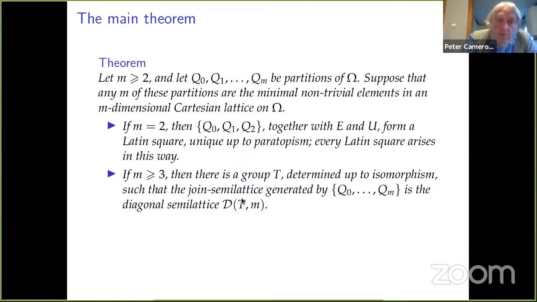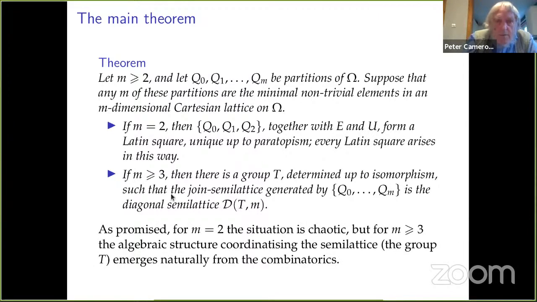So this is the theorem that's the analog of that theorem in projective geometry that I told you earlier on. So for m equals 2, we have this chaotic, unclassifiable situation of all Latin squares. But for m greater than or equal to 3, there's an algebraic structure, a group, which coordinatizes the geometries. So that's the main theorem.